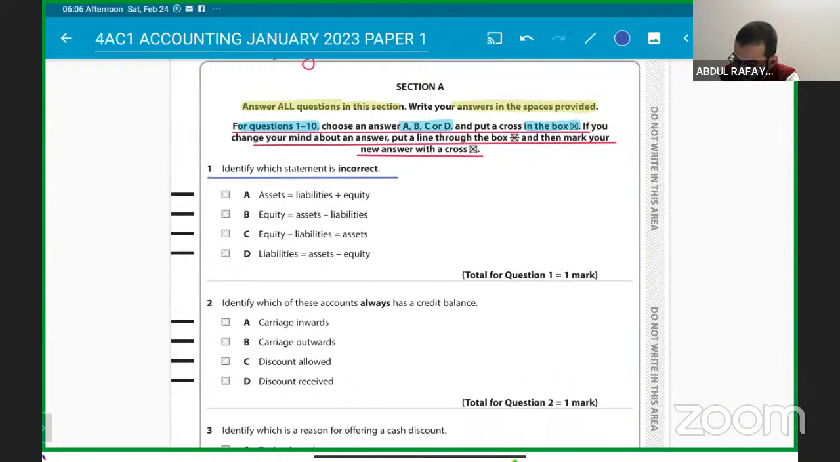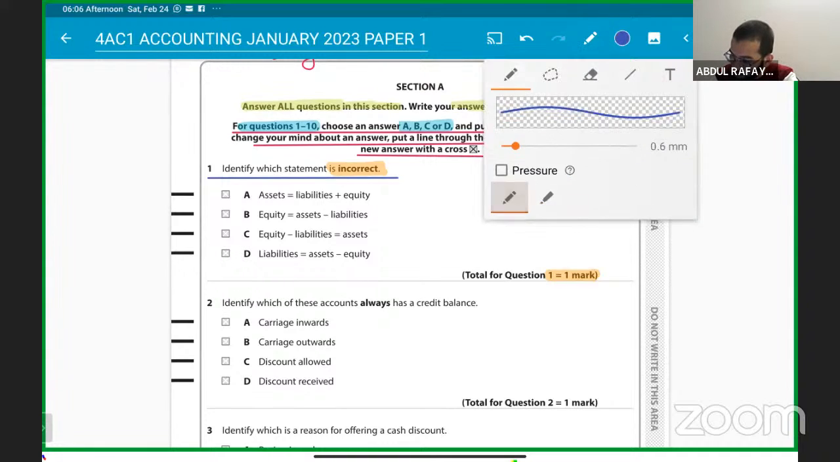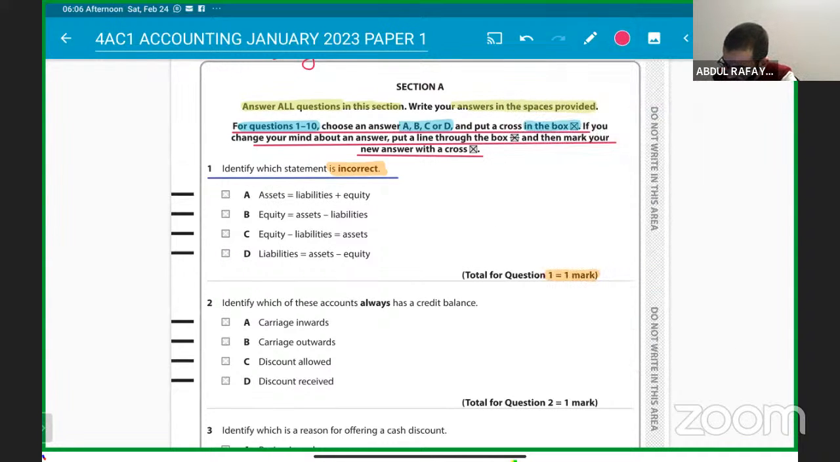Question number one says identify which statement is incorrect. We need to identify the incorrect one, not the correct one. For 1 mark, we already know the original equation is assets equals capital plus liabilities. The basic accounting equation is assets equals equity plus liabilities. Similarly, equity equals assets minus liabilities is also correct, and liabilities equals assets minus equity is also correct.